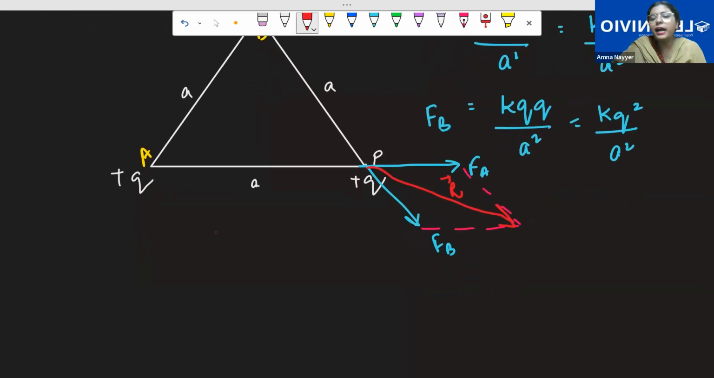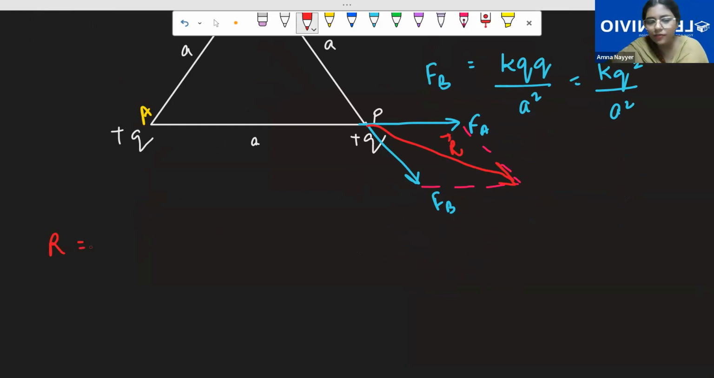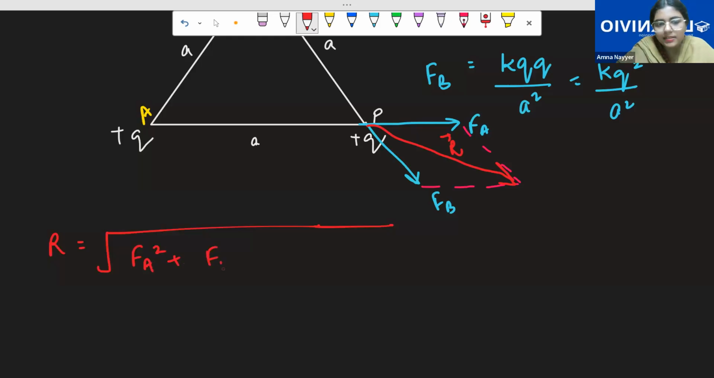Now coming to the magnitude. Resultant is equal to, Oishi, we just did it recently. Could you just tell me the formula? Yes. FA square plus FB square plus 2FA FB cos theta. Very good. See, FA square plus FB square plus 2FA FB cos theta.